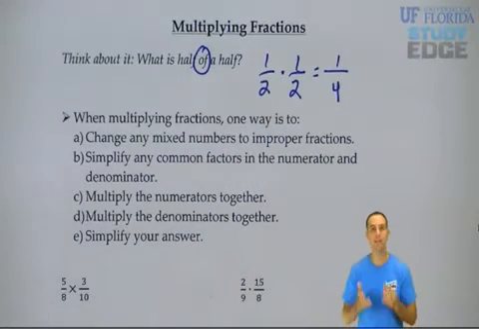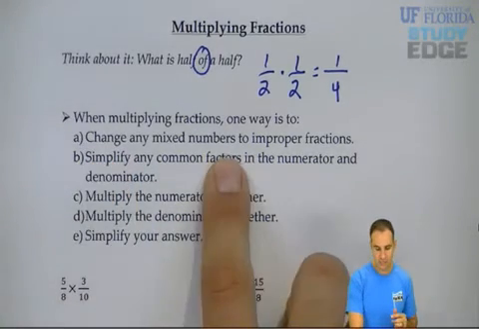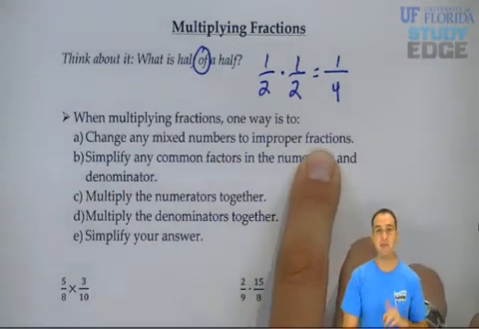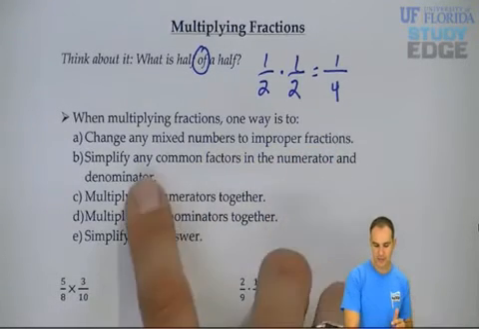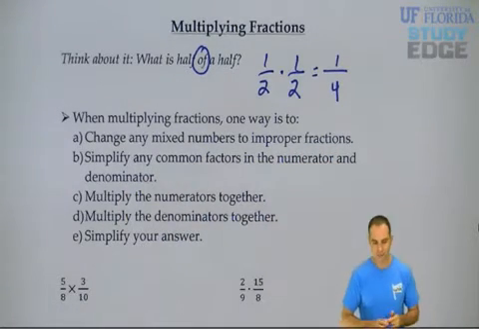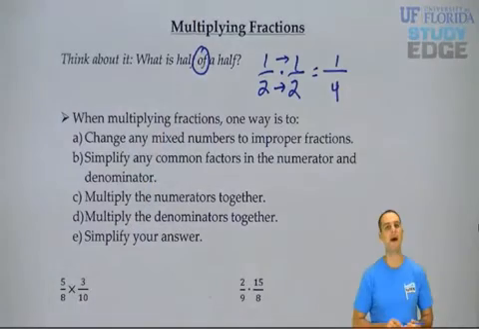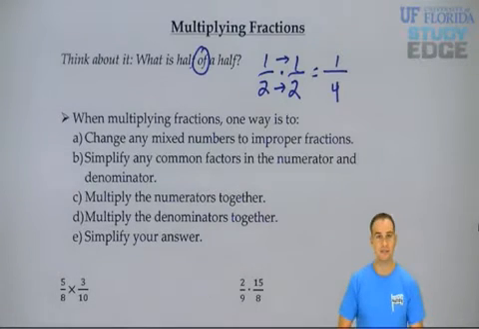When multiplying fractions, one way to do this is to first change any mixed numbers to improper fractions. Then simplify any common factors in the numerator and the denominator. Once you do that, you multiply the numerators together and multiply the denominators together. And then at the very end, if you need to, simplify your answer.